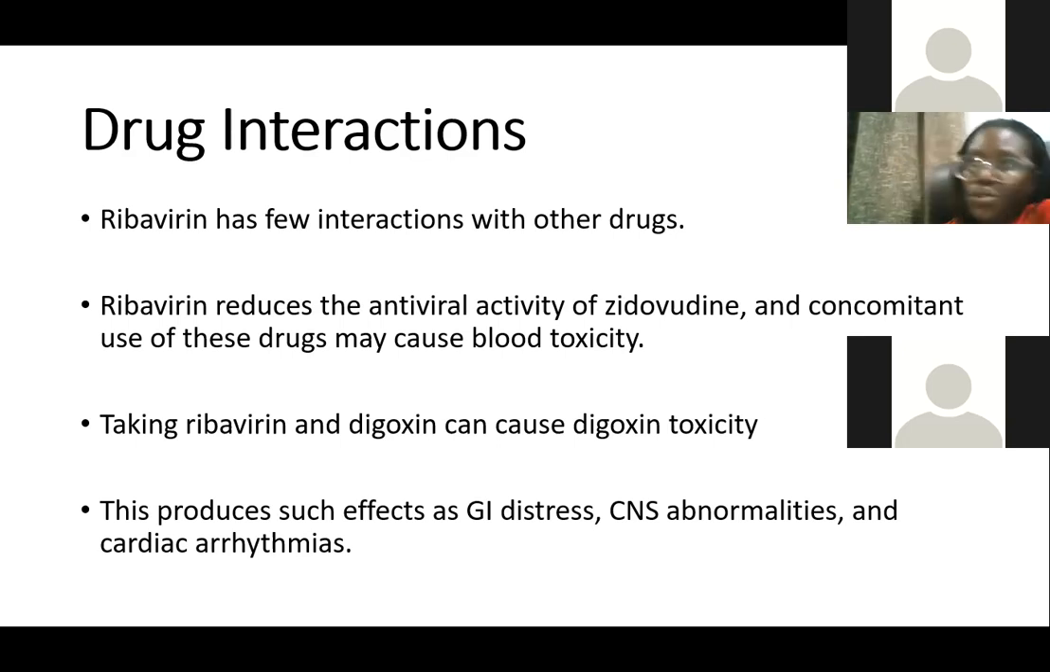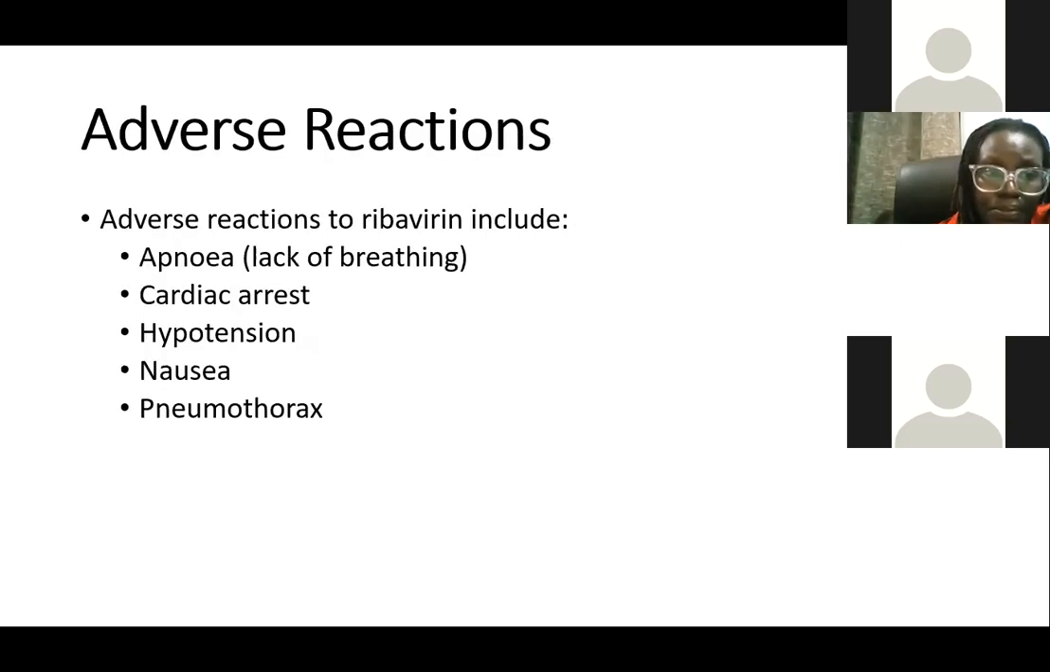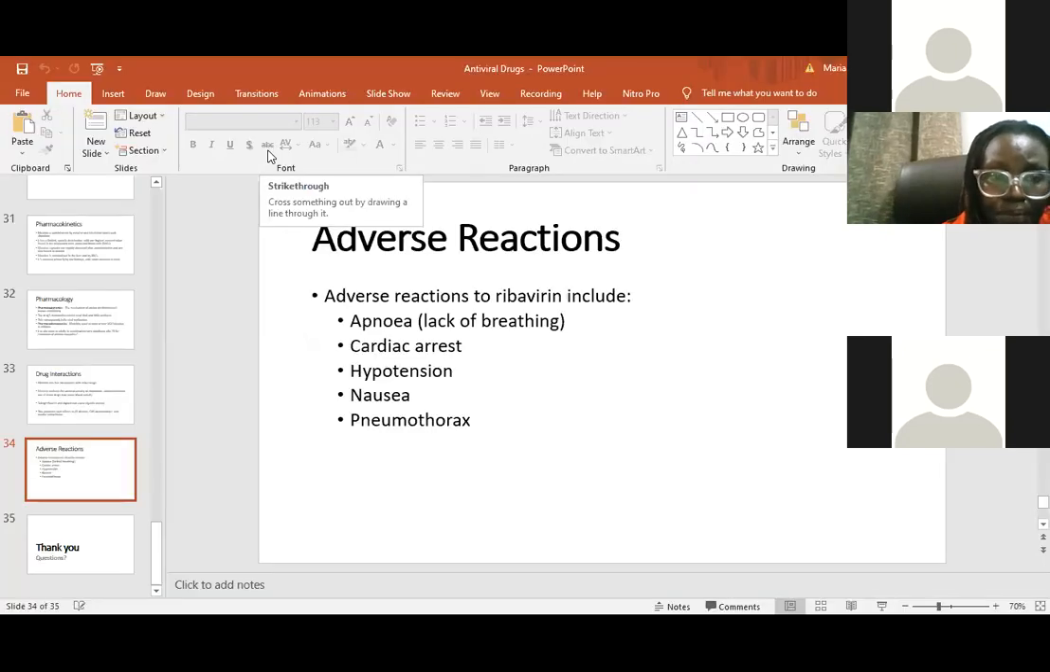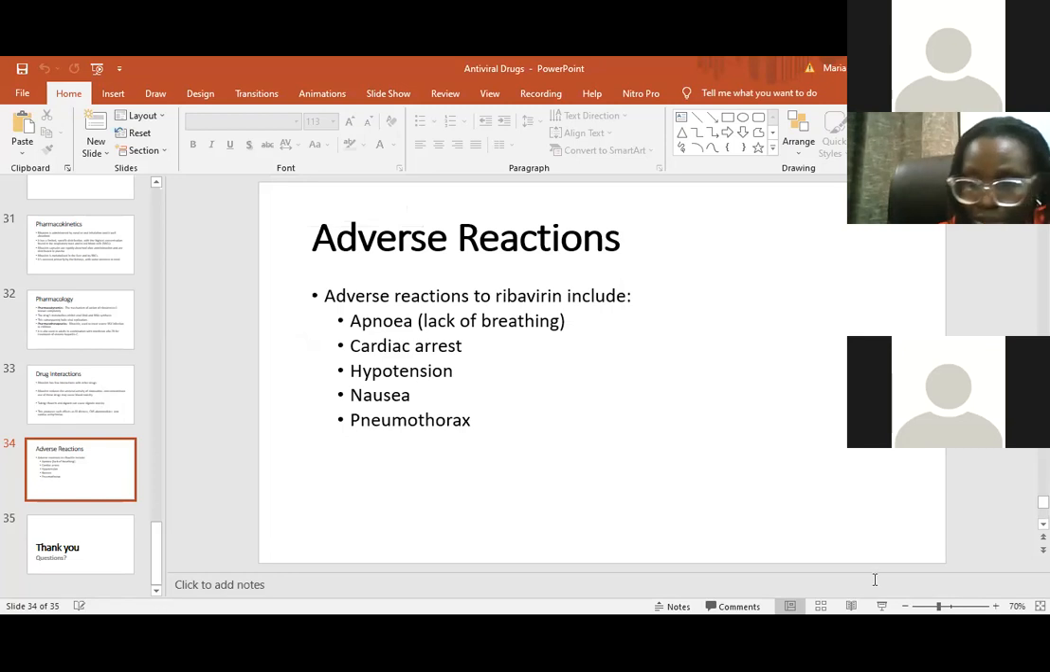As for the GI distress, that's common in a lot of medications, so that's not a side effect that is peculiar to Ribavirin. A lot of medications will give you diarrhea, vomiting, nausea, abdominal pain. So the peculiar adverse reactions to take note of are apnea, cardiac arrest, hypotension, nausea, and then pneumothorax, that is air in the pleural cavity. Please, are there any questions?